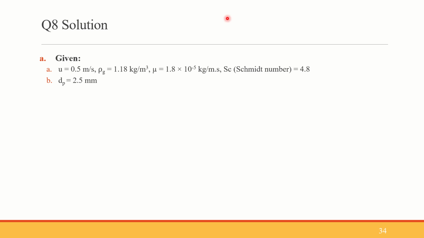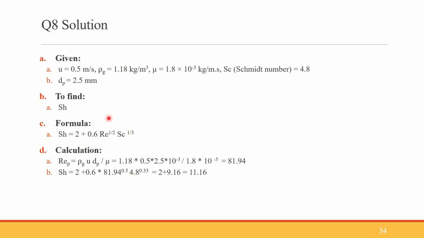We are asked to find the Sherwood number. Sherwood number is equal to 2 plus 0.6 into Reynolds number to the power of 1 by 2 and Schmidt number to the power of 1 by 3. Because we do not know the value of Reynolds number, we first find the Reynolds number and then calculate the Sherwood number. So Sherwood number is equal to 11.16 is the right answer.